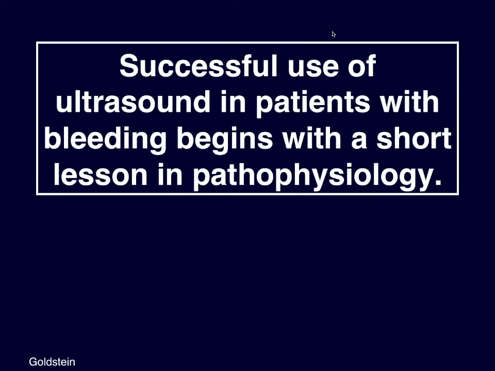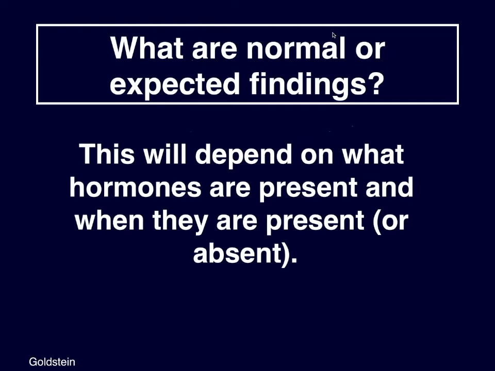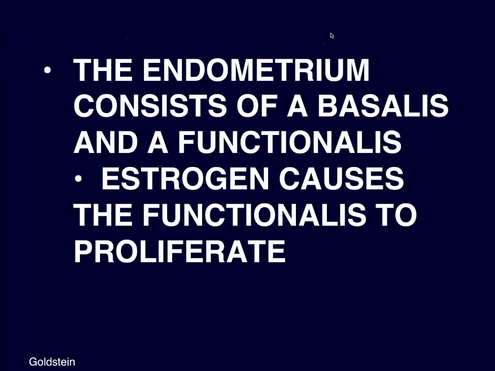As I've already alluded to, successful use of ultrasound in patients with bleeding, I think, begins with a short lesson in pathophysiology. Ultrasound findings in general, and especially here in the endometrium, will simply reflect what is present or not anatomically. So what are the normal or expected findings? Obviously, I think this will depend on what hormones are present and when they are present or potentially absent.